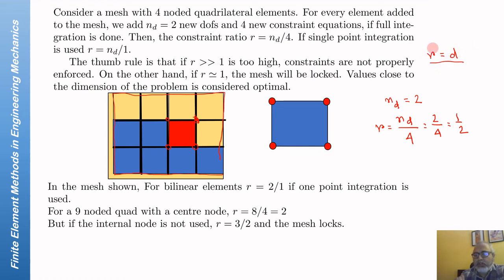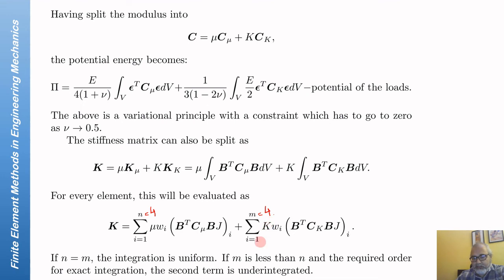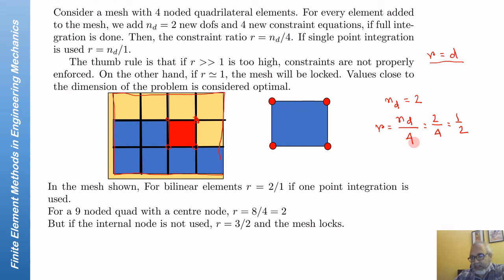Keeping this thumb rule in mind, let us see what happens if, instead of integrating this term exactly, we use m equal to 1, first order Gauss quadrature. If we use m equal to 1, that means we are under integrating the term containing k, which is what is going to infinity. In that case, we will again be adding nd equal to 2, but the denominator is 1, so r will become 2 by 1. And this is obviously the optimal in case of a 2D problem. That is the advantage of under integration. Under integration will allow me to escape locking of the mesh, from the situation where the mesh behaves much more stiffly and therefore gives much smaller displacements than it actually should.